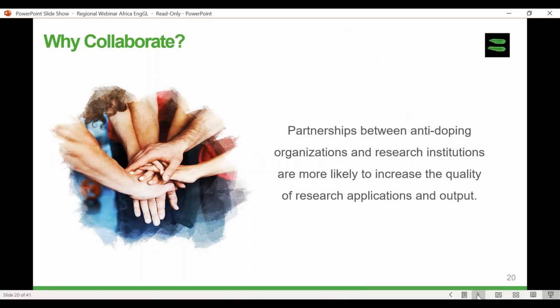So if we start off with why collaborate, the primary reason why we recommend collaborating specifically between the anti-doping organizations and the research institutions is because it is likely to increase the quality of research applications and outputs. Next slide, please.